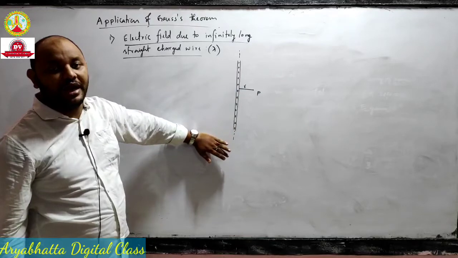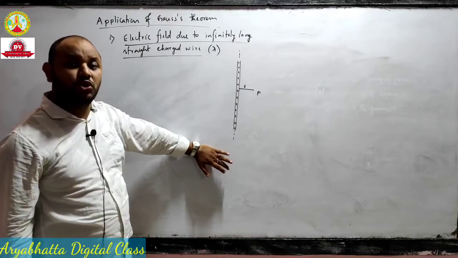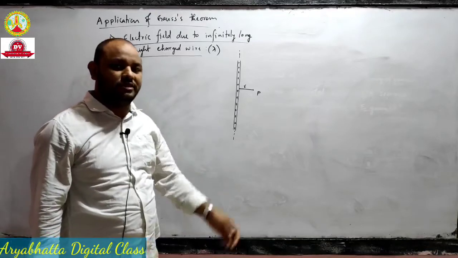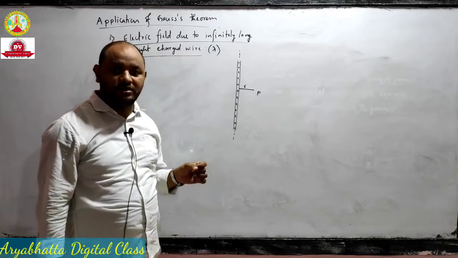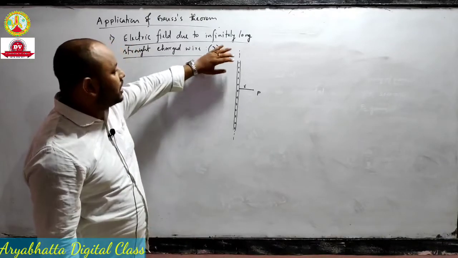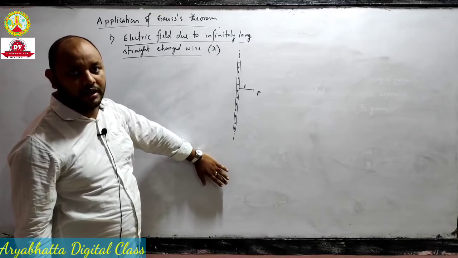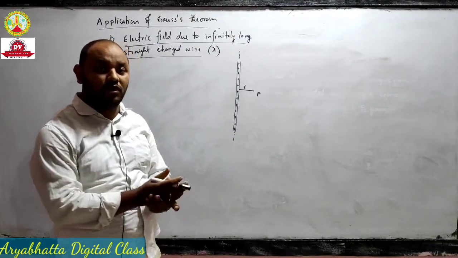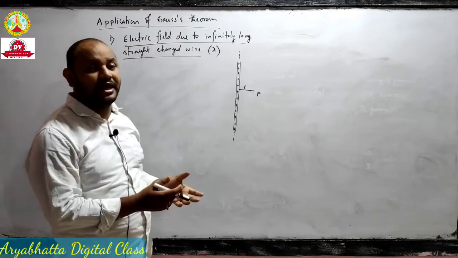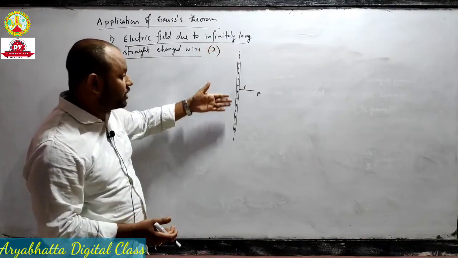That is why we cannot apply Coulomb's law, because Coulomb's law is only valid for point charges. You remember, Coulomb's law is only valid for point charges, and here the charges are uniformly distributed over this wire. That is why we have to use Gauss's theorem. With the help of Gauss's theorem, we can easily calculate the electric field due to this uniformly charged straight wire.